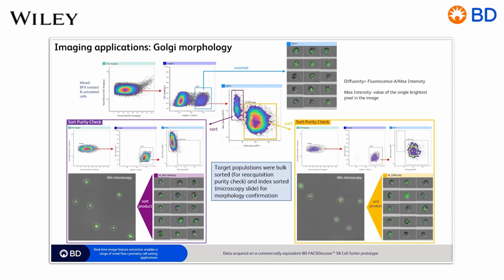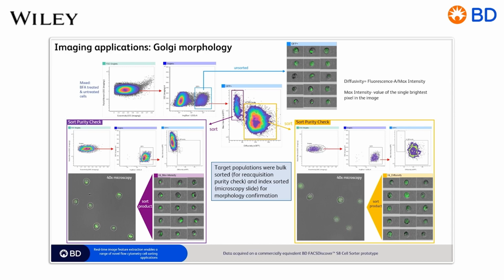If we look at those gates at the top, another nice singlet gate, and then the next plot is looking at the GFP positive cells, and they show up as one continuous population. But then we can look at a couple different imaging features, in this case, diffusivity versus max intensity, and we can actually pull those two populations apart. The diffusivity, again, measures the total fluorescence divided by the maximum intensity. So those cells that have a broad distribution of signal have a higher diffusivity, and those cells that have that kind of punctate expression of the Golgi have a lower overall fluorescence and a high maximum intensity.